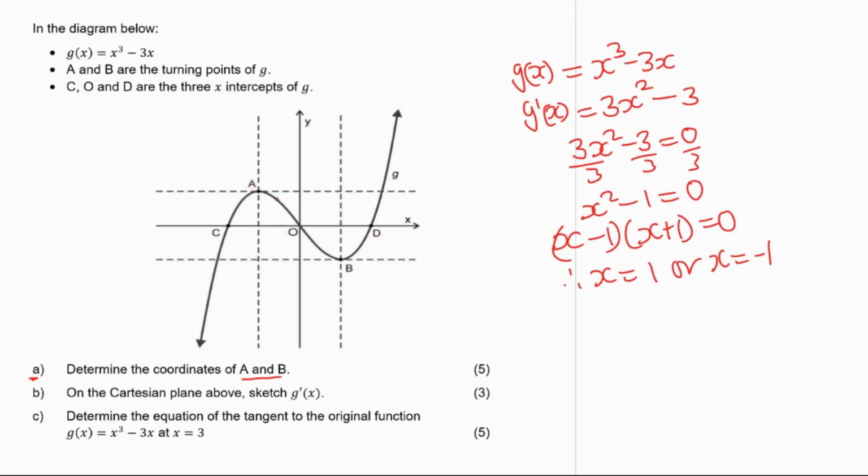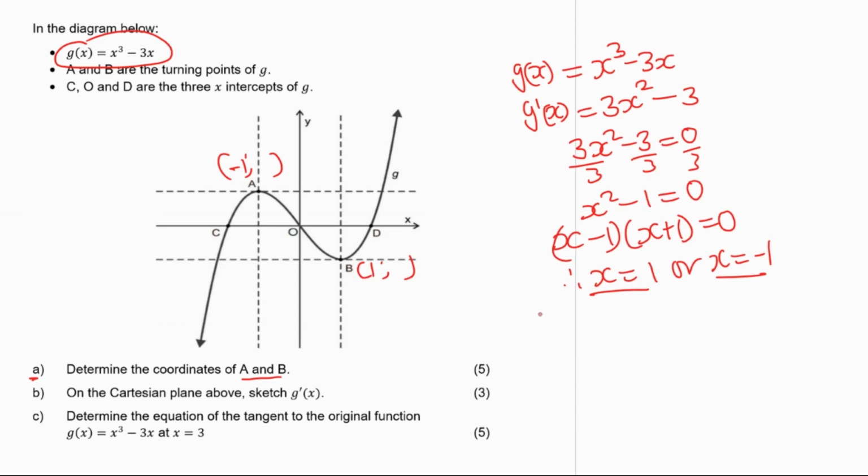Now we know the x coordinates of these turning points. So it means the x coordinate of B is 1, but we don't know the y coordinate yet. And then the x coordinate of A is negative 1, but we don't know the y coordinate yet. So let's find the y coordinates. How do we do that? To find the y coordinate, we substitute the x coordinates into the original function.